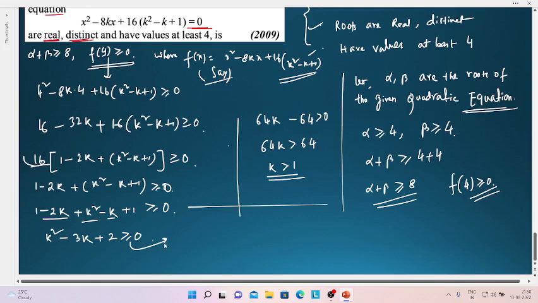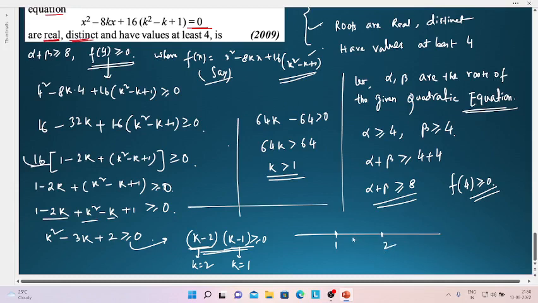So we can write this particular inequality in the factorized form, which is k minus 2 times k minus 1, greater than or equal to 0, right? If I solve this inequality and put that part equal to 0, then we will have k equals 2, and if I put the other part equal to 0, then we will have k equals 1. So let me put 1 and 2 on the real axis. So we will have this part maybe 1, this part maybe 2, right? I'm just assuming that this is 1, this is 2.